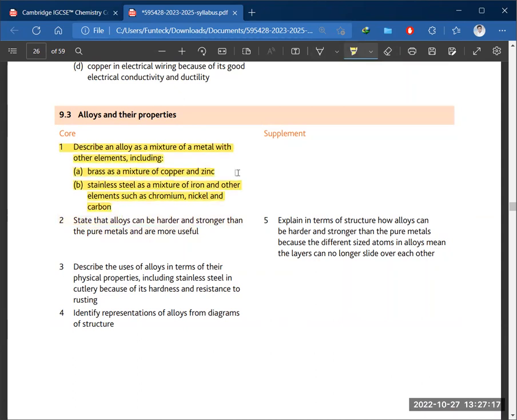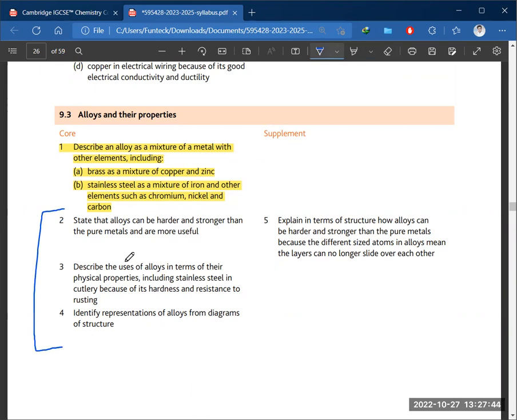Describe an alloy as a mixture of a metal with other elements, including brass as a mixture of copper and zinc, stainless steel as a mixture of iron and other elements such as chromium, nickel, and carbon. Now, okay. Anas, read from here.